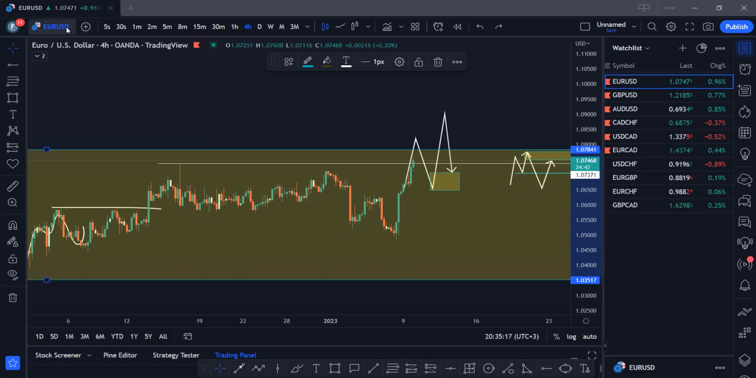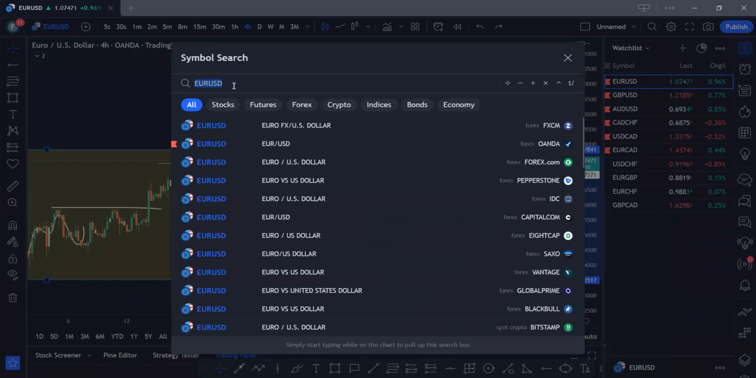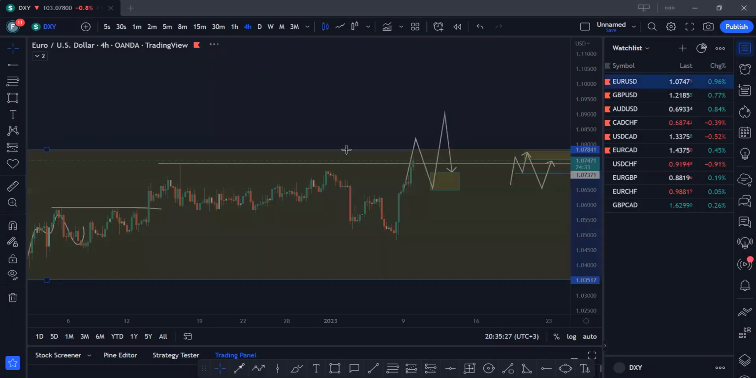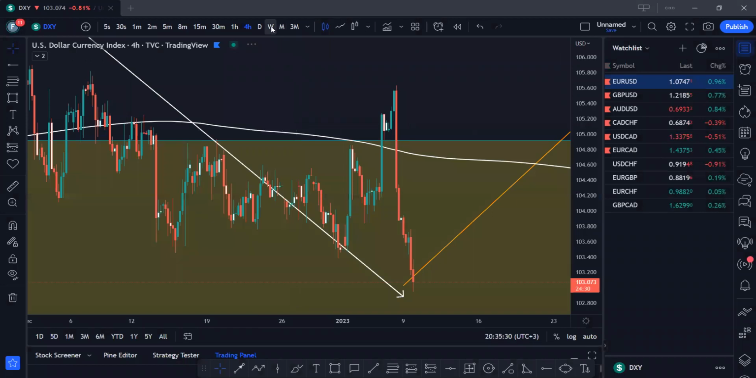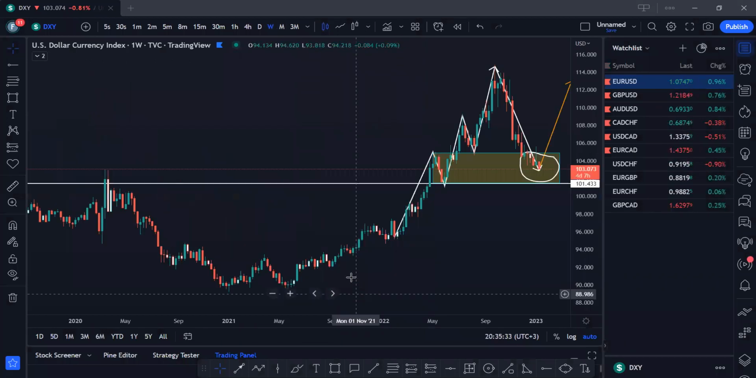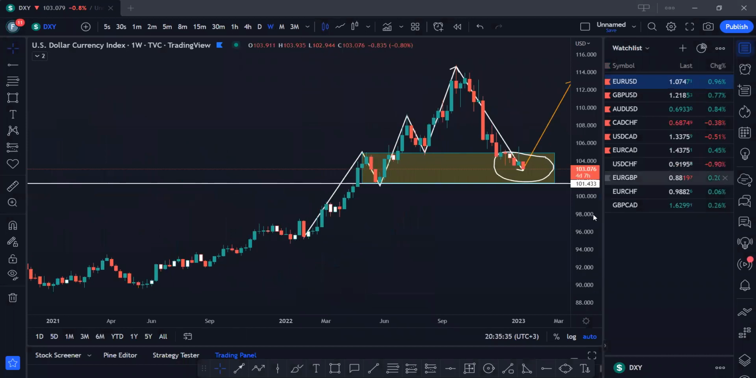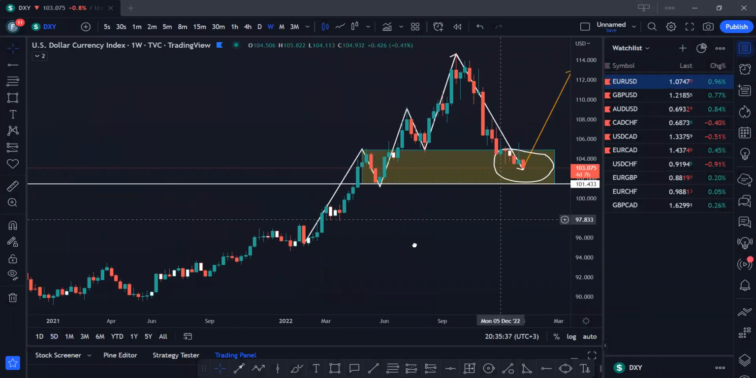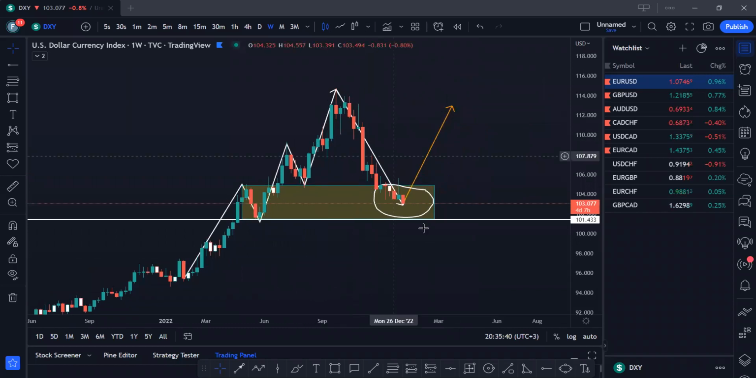Okay, maybe we should go back to the index. So I'm checking the index on the weekly time frame. So here's what I said about the index. Ultimately, based on structure, I favor that price is just in a retracement and is still in an uptrend, right? It is until price breaks this bottom here that I'll start considering total weakness of the dollar.